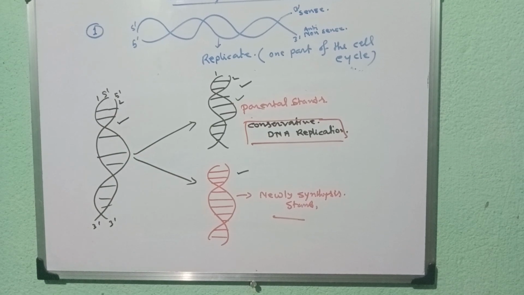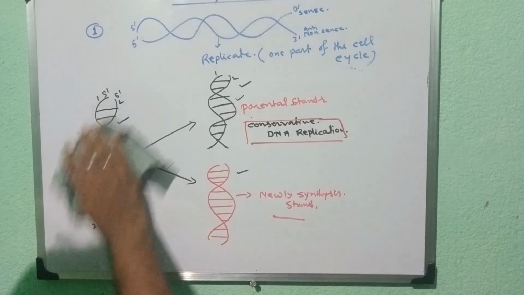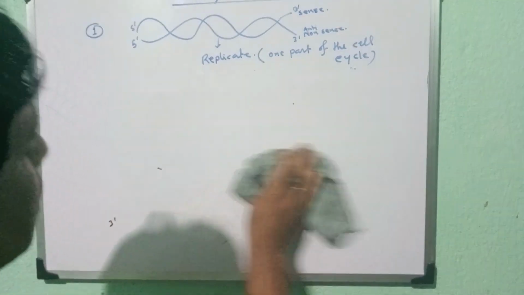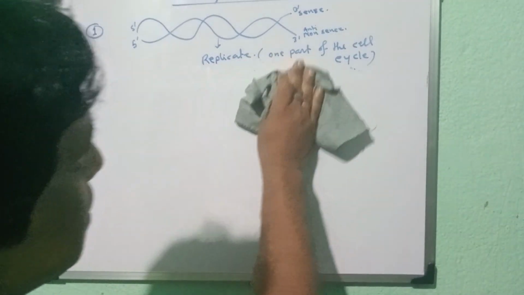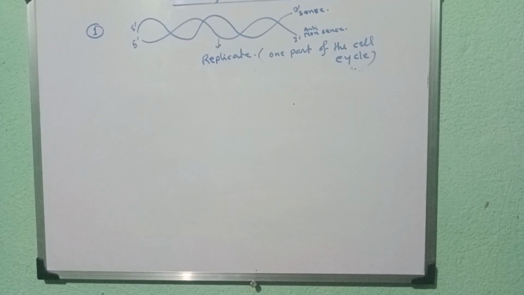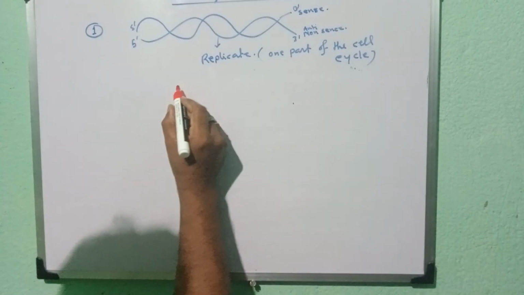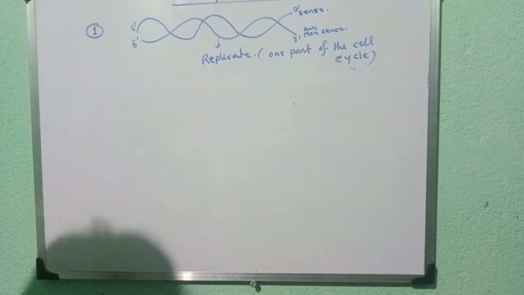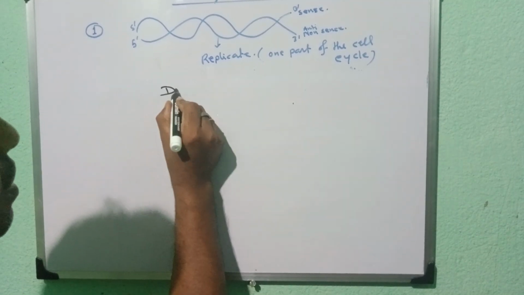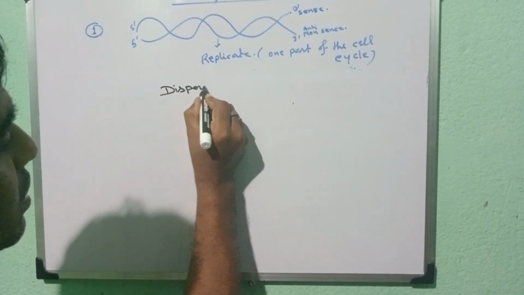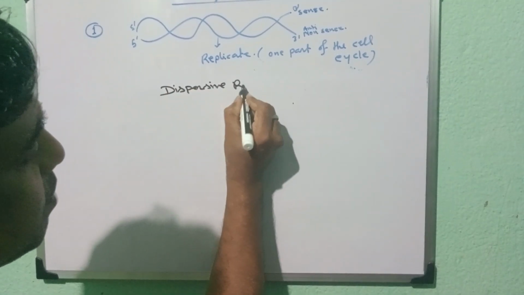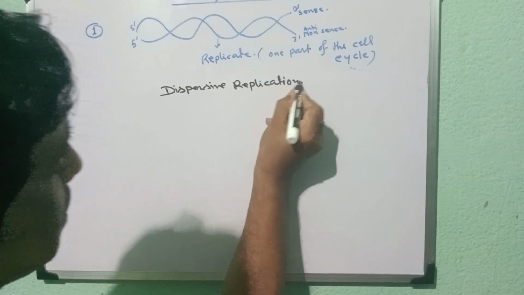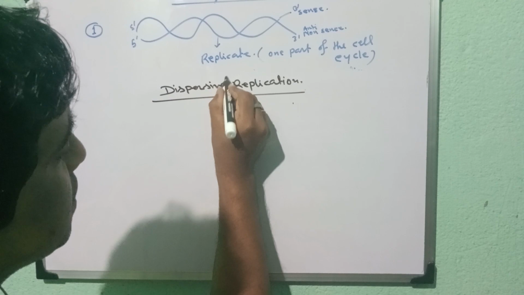And number three, that is the disperse replication. That means the dispersive replication. So this is called dispersive. This is called dispersive replication. That is dispersive DNA replication.